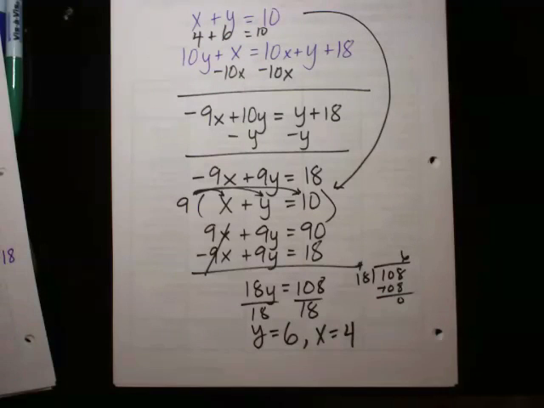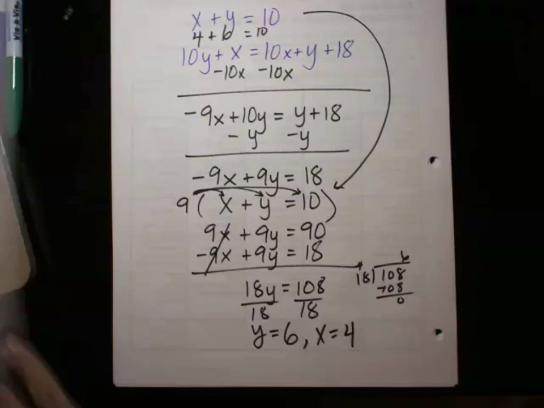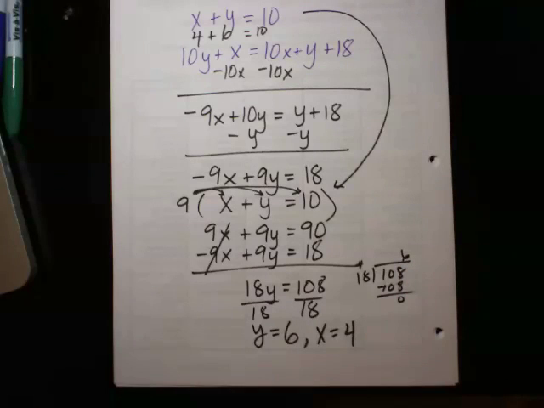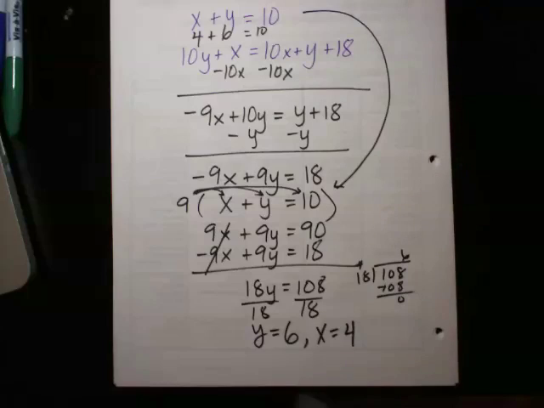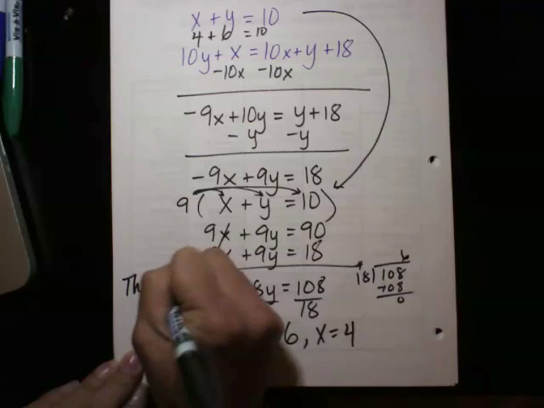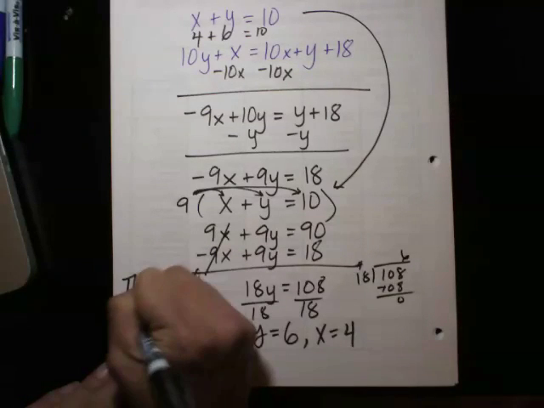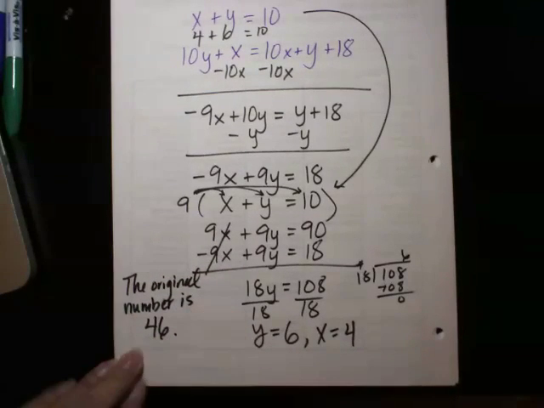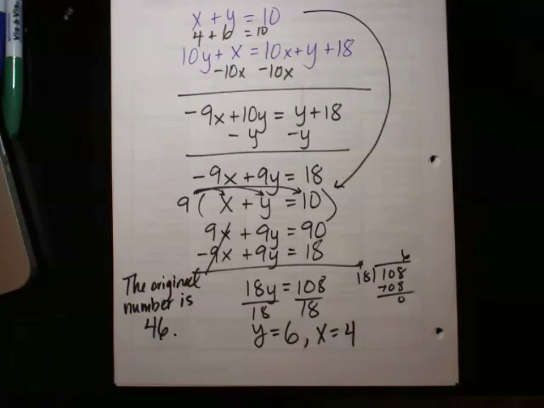And we're going to test this to see if it works. First, let's answer our question. The question was, find the original number. And our original number, if you go back to our setup, is xy. So the original number is x first, so 46. The original number is 46, and we of course want to double check to make sure that our answer is correct.